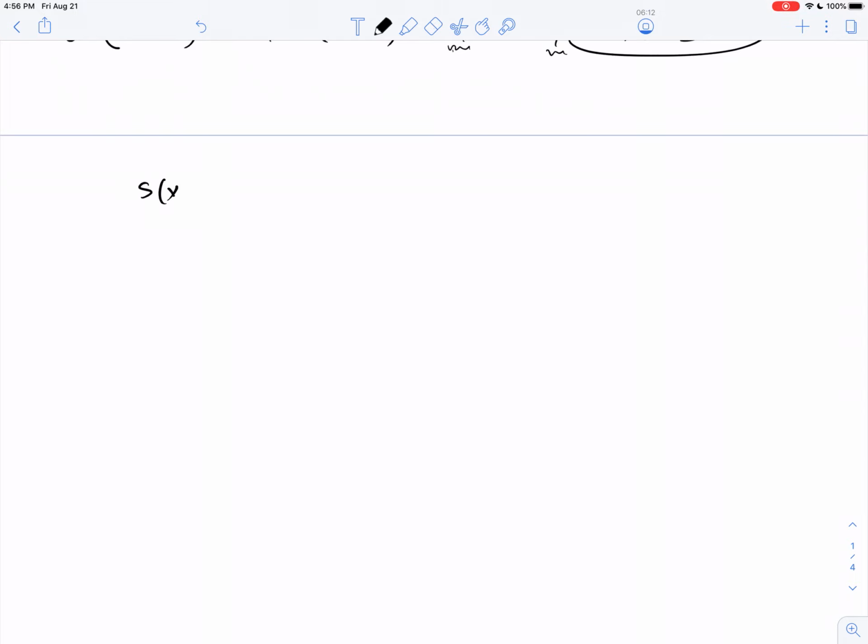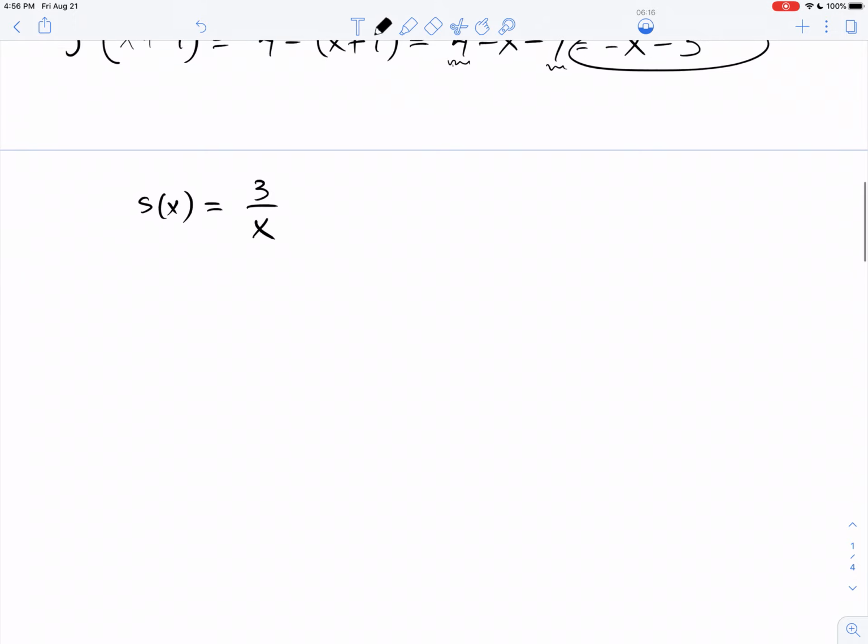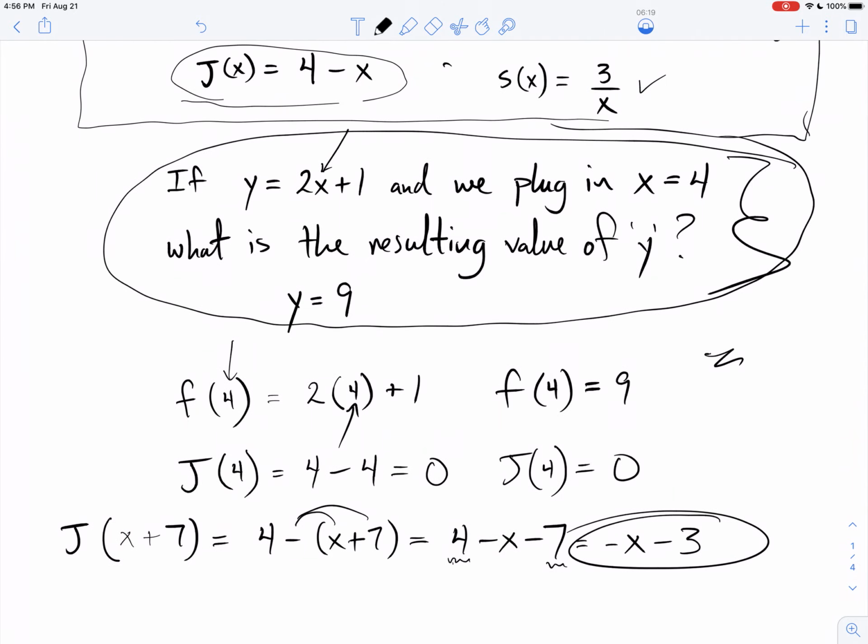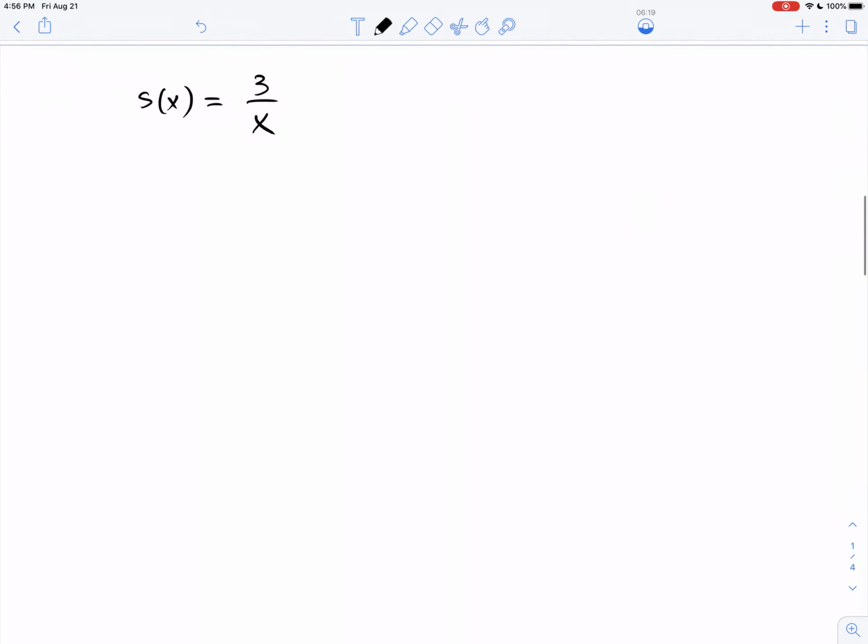S of x, what did it say? S of x is this. I made it up to look like that. See, I'm not doing anything different. It's the same function. So what if they said something like this?